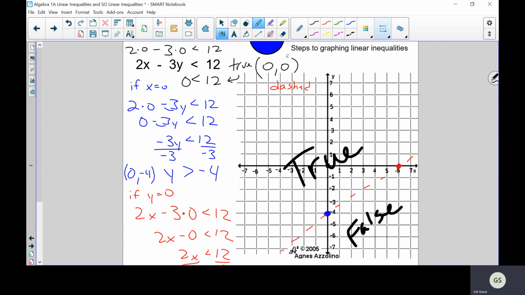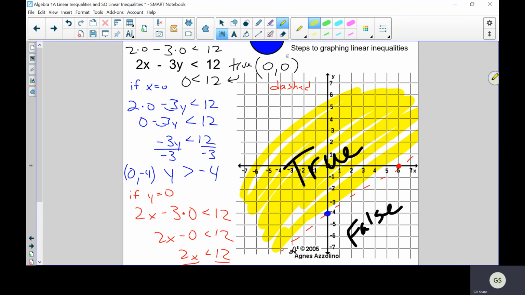And I always shade the side that says true. So I would come up and I would shade the top half of that line. That would be my final. Every point in that shaded side is a solution, because every point in that shaded side will make the left side less than the right side, which is what our inequality is saying. Left side has to be less than the right side. Every point on the bottom of the line will not work. None of those points will make the left side less than the right side. All of them will make the left side greater than the right side.